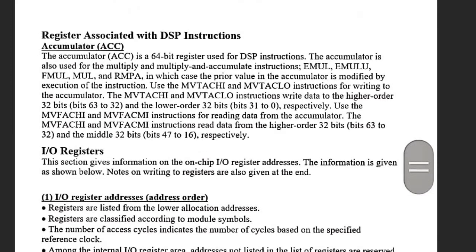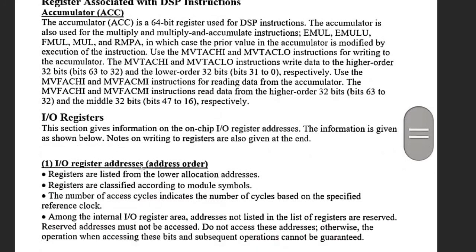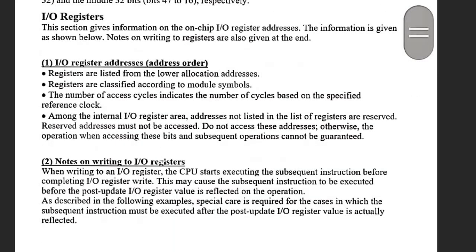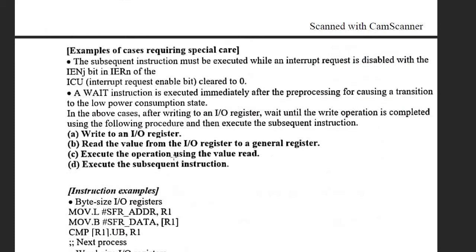Registers associated with DSP instructions. So obviously the accumulator, the ACC, the IO registers, the IO register addresses, and the notes on writing the IO registers.